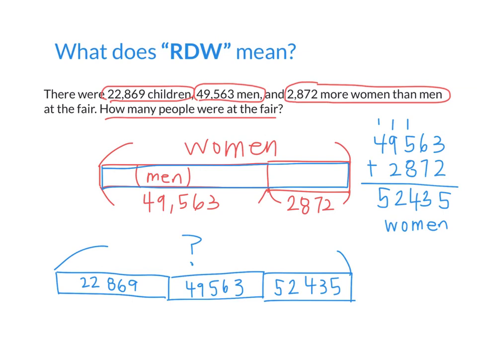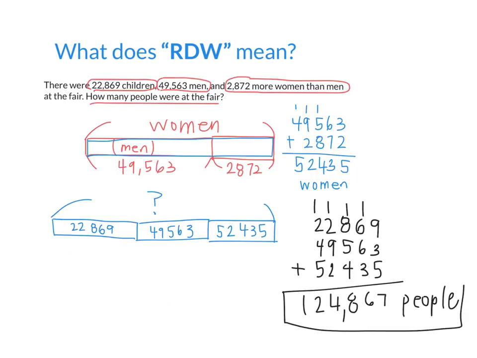By the way, do you see how we had to draw two tape diagrams, one for each step of the problem? Very good. So we can see that there were a total of 124,867 people at the fair. Now the directions also tell us to use estimation to see if our answer is reasonable. So let's do that. How many children were there at the fair?